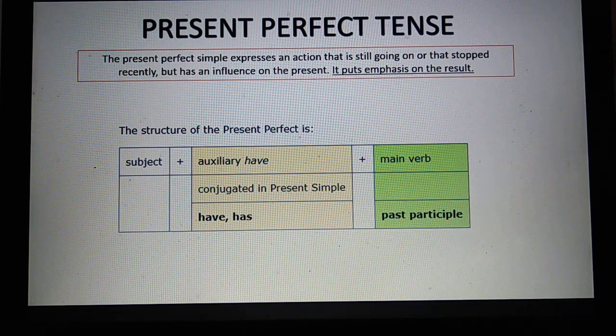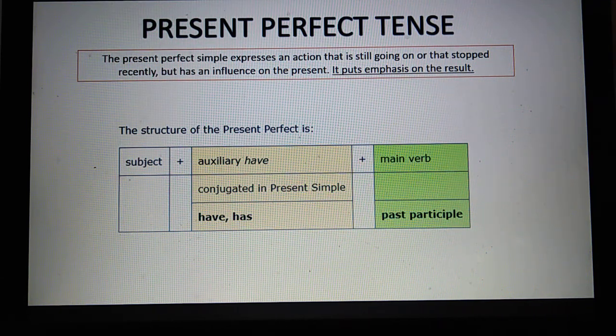This time it's going to be about the tenses in English. We have already talked about simple present and simple past, and we talked about past continuous as well. Now it's time for present perfect tense.